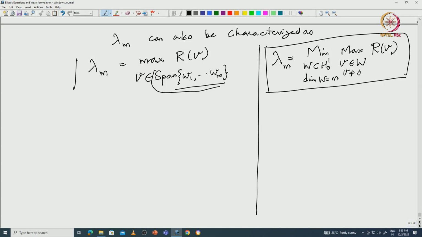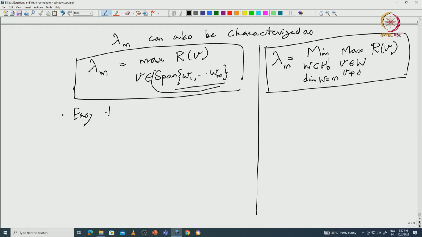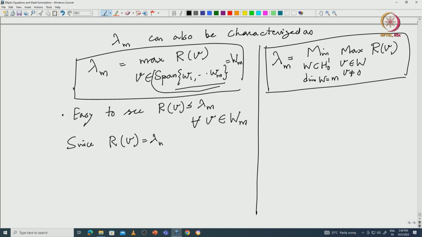You would have seen it if you have studied spectral theory. And to see this one is not very difficult, it is easy to see. So, just work it out. RV is less than or equal to lambda m for all V in, let me call this Wm, the span of that, for all V in Wm, and since it is achieved, since RV is equal to lambda m at V equal to Wm, we get the equality.